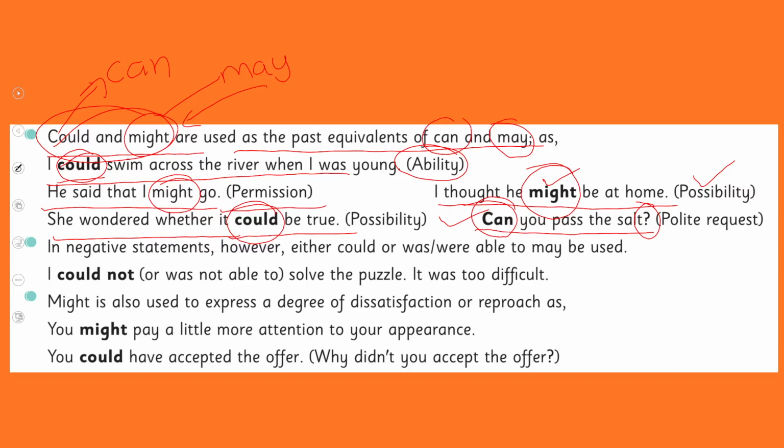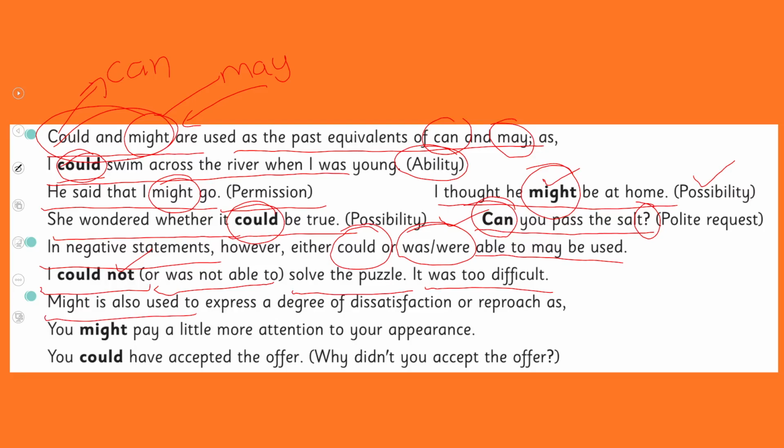Now, students, in the negative sentences, however, either could or was or were able to may be used. You can use could or was or were able to, depending on the kind of pronoun, whether it's singular or plural. Let's look at some examples. I could not, or you can say was not able to solve the puzzle. It was too difficult. I could not. This is showing inability, but in the past. And this is a negative sentence.